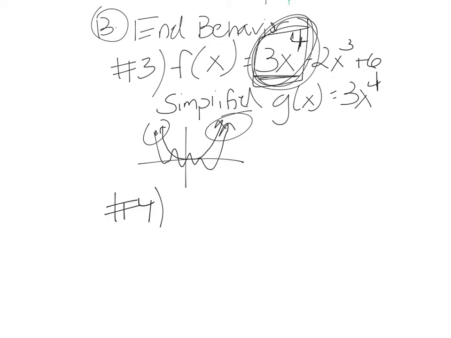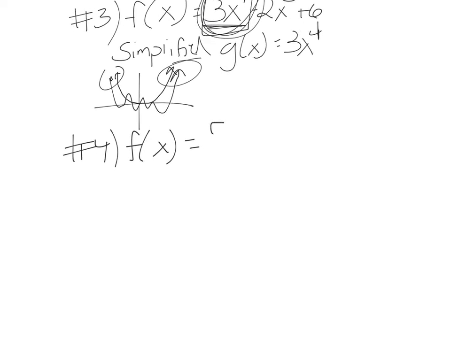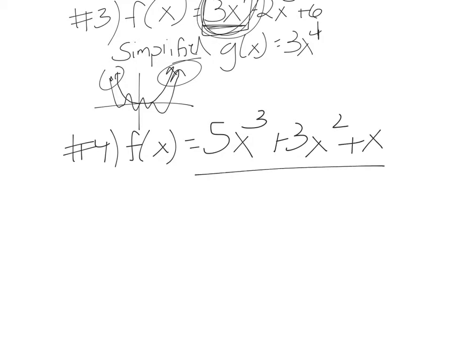What happens if it's not a polynomial? So let's do this. f of x equals 5x cubed plus 3x squared plus x over x minus 3. Okay, what is going on with the end behavior on this?